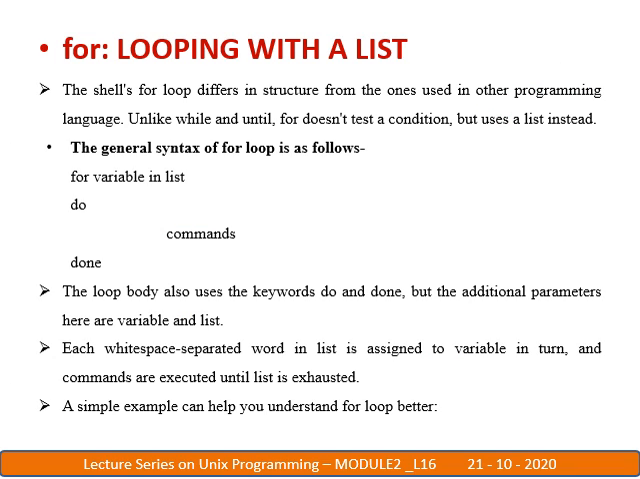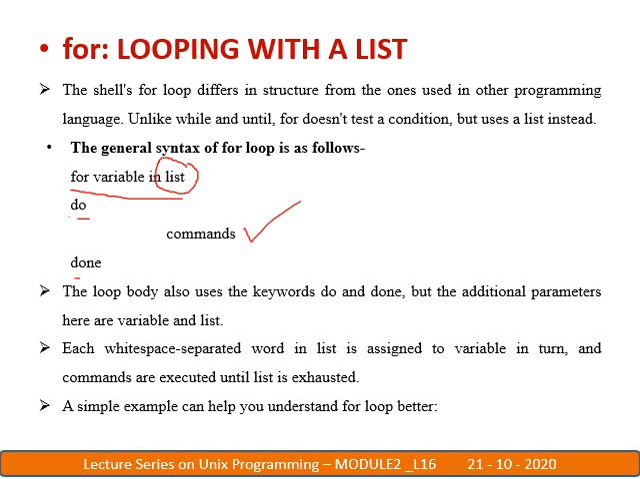It is looping with a list. Shell's for loop differs in structure from the ones used in other programming languages. Unlike while and until, for doesn't test a condition, but it uses a list instead. So it uses the different variables given in the list, and until the completion of the list, this for loop is going to be executed. Whatever commands are given between do and done will be executed.